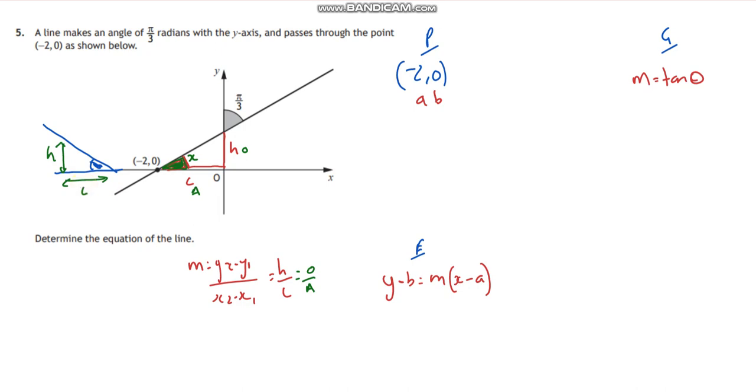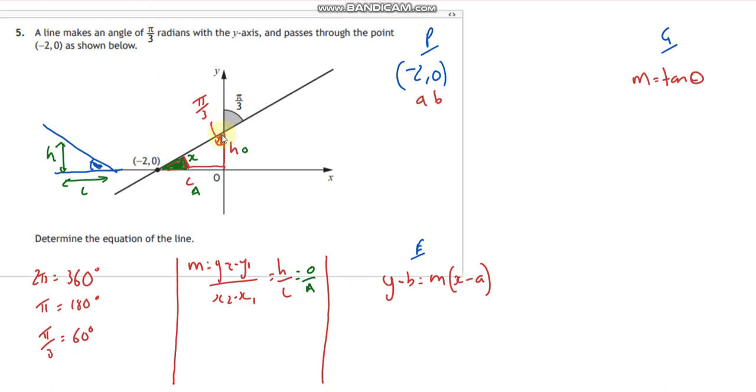Pi over 3, what is that? Well, I'll just put a wee line here just to keep that separate. So I always think 2 pi is 360 degrees. So pi is 180 degrees. So pi over 3 will give me 60 degrees. So I know that this angle in here is going to be the same as that. That's going to be pi over 3 as well, because your alternate angles are the same. So that's 60 degrees. So if that's 60, this in here is going to be 90. That means the angle I'm looking at is 30 degrees.